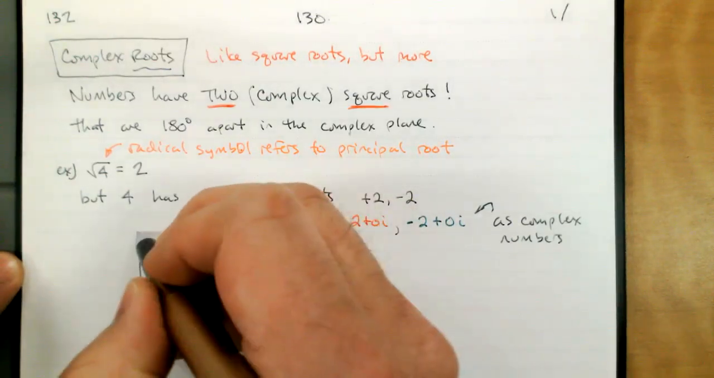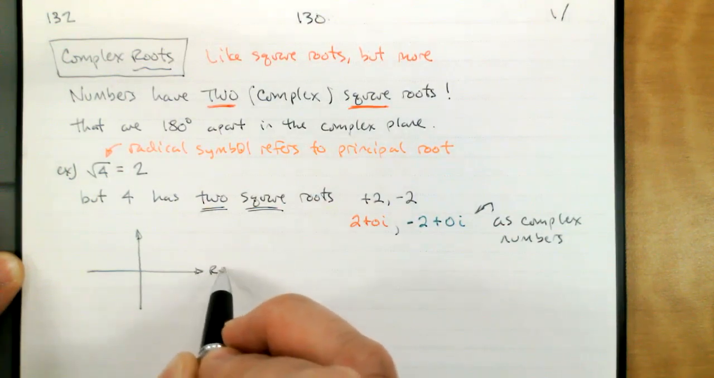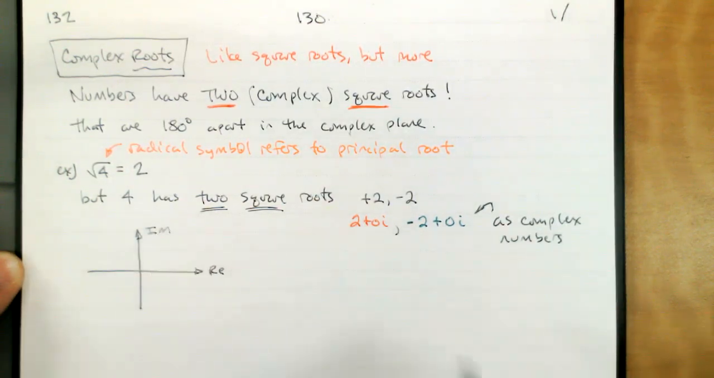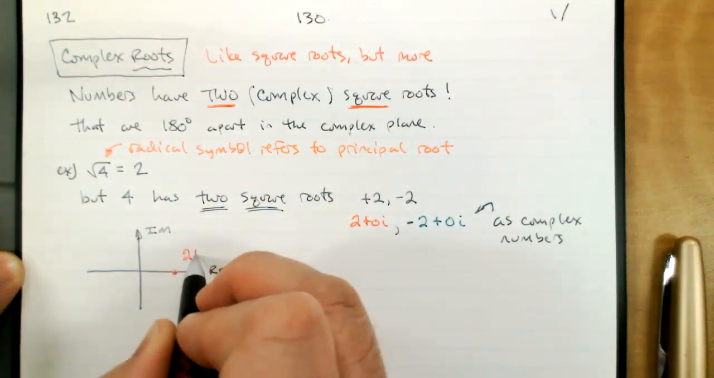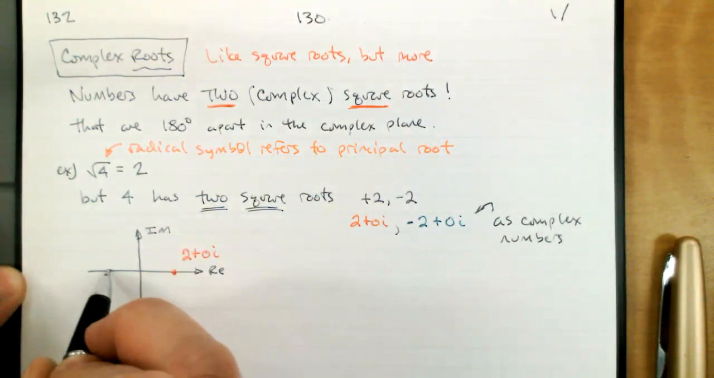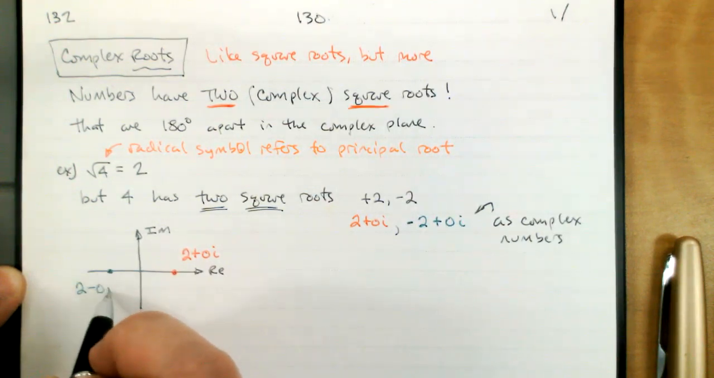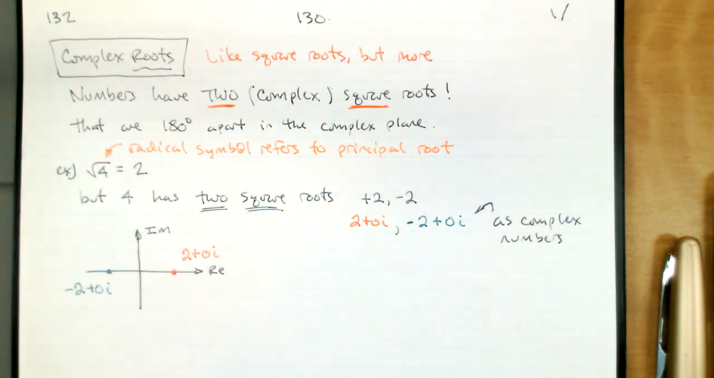So if we build an axis, a vertical axis, that's going to be the imaginary axis, and a horizontal axis is the real axis. I can plot 2 plus 0i and, sorry, negative 2 plus 0i. Those are our two square roots of 4. They're evenly dividing up the circle. There's 180 degrees in between them.